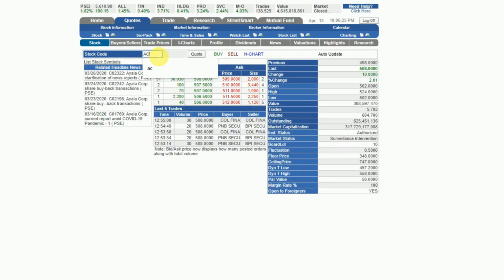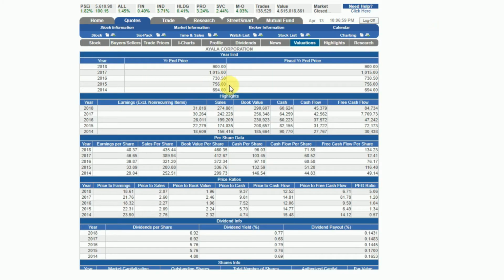You will start with Alacorp. You can think of any other company to start with the letter A. So Ayala Corp, Ayala Land. Ayala Corp first. And then when I press code, this will come out. So the valuation would come out and this is how it looks like.